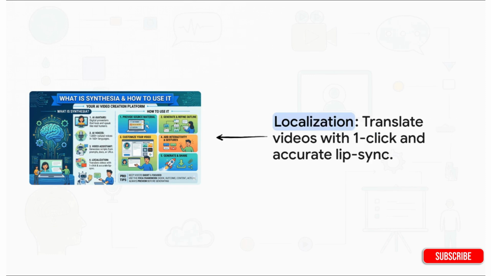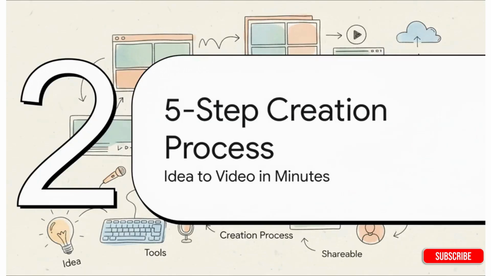And the final pillar, which is just amazing for anyone working with a global audience, is localization. Get this, you can take your finished video and translate it into dozens of languages with a single click. But here's the magic. It doesn't just translate the audio. The AI actually recreates the video, so your avatar's lips perfectly sync up with the new language. It's incredible.